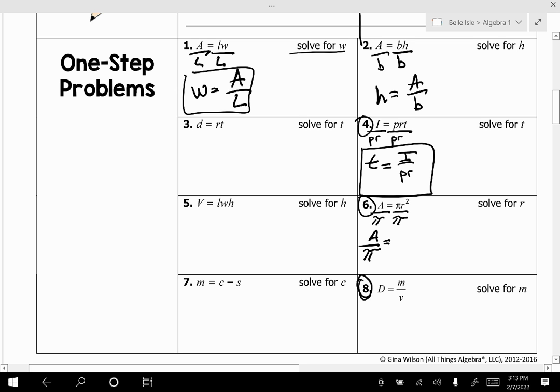So we have a over pi equals r squared. Same thing. Now, it feels like most of us feel like this is the answer. This is not the answer, because you're solving for r, you're not solving for r squared.